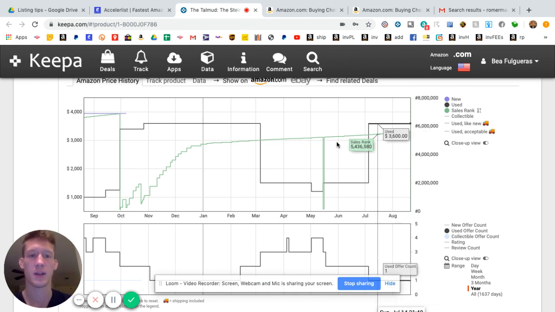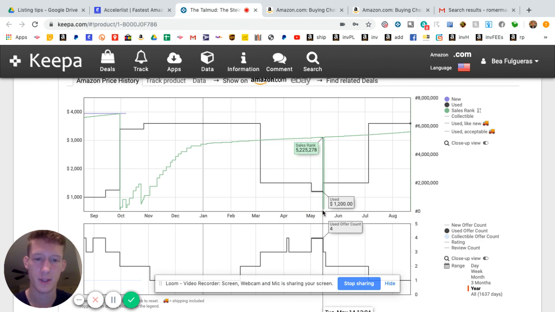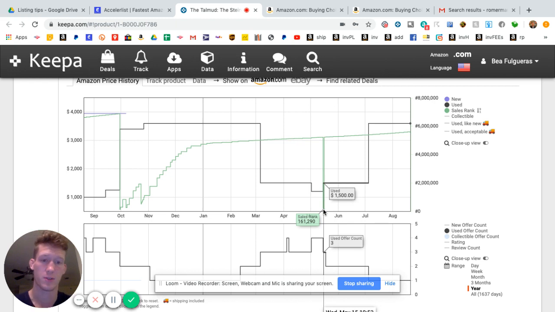So this green line goes up and down depending on the sales rank. So whenever a book sells, this is actually where I sold the book. I sold it in May. So that little drop means it's a sale. Whenever it drops down, there's a sale. So the moment I sold this book, it dropped to 161,000 sales rank, and it only stayed there for like 10 minutes, it looks like. Not very long. Then immediately went back up.